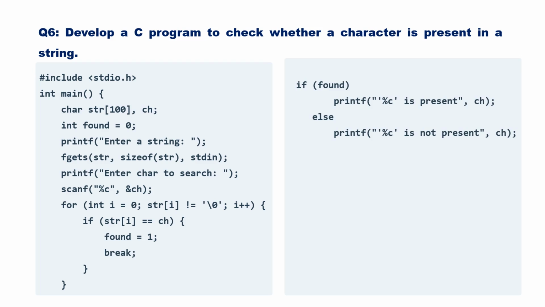After the loop, the program checks the value of found. If found is 1, meaning the character was found, a message is printed indicating that the character ch is present in the string. If found is still 0, meaning the character wasn't found, a message is printed indicating that the character ch is not present in the string. The program ends with return 0.